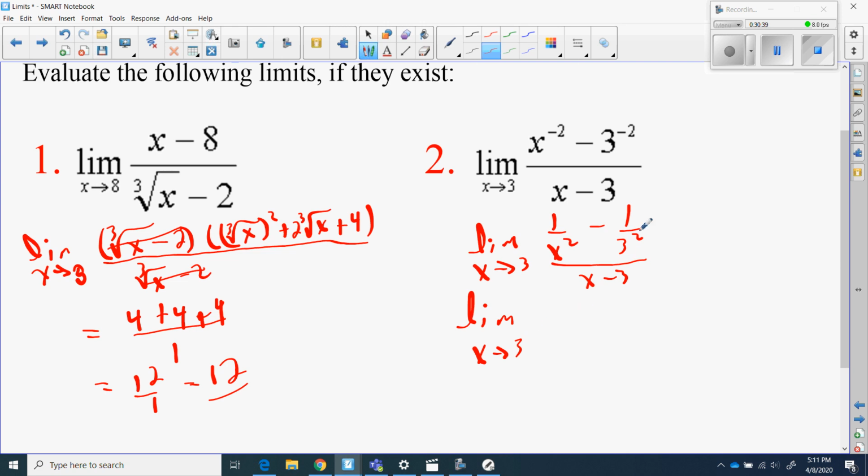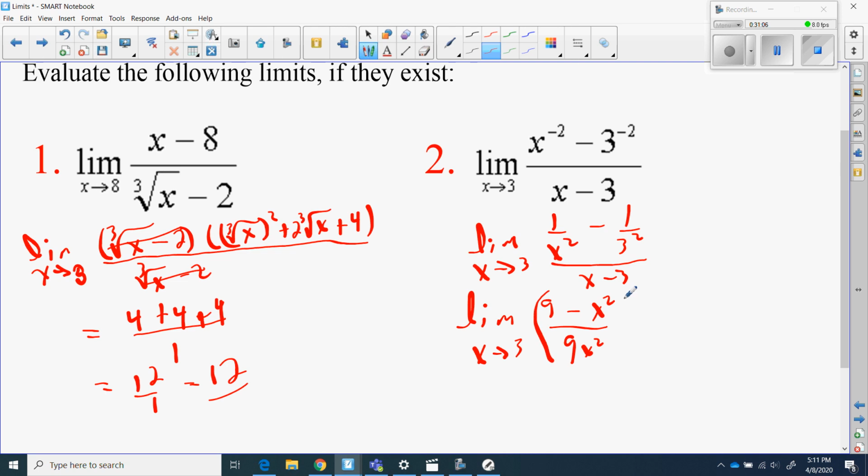I'm going to get a common denominator of these two fractions in the top. Well, x squared and 3 squared. So 3 squared is 9, and that's x squared. So the common denominator is the product of those two. So for this denominator to become x squared, I'd have to multiply the bottom by 9, which means I've got to multiply the top by 9. For this 9 to become 9x squared, I'd have to multiply by x squared, multiply the top by x squared.